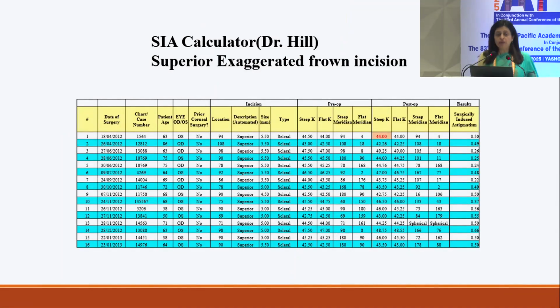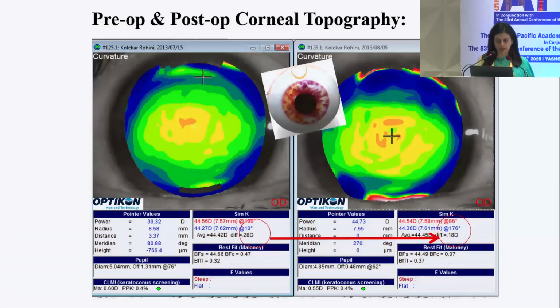So to get a perfect desired scleral wound modulation, find out your own SIA. There are different calculators available on the internet. Find out your own SIA for that particular type of incision. Insert your K1, K2 preoperatively and postoperatively. That will help for the perfect scleral wound modulation.